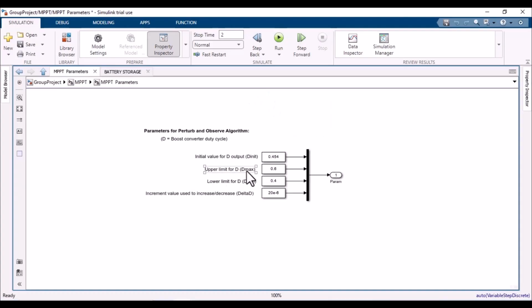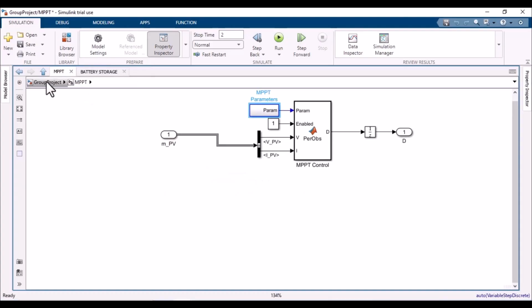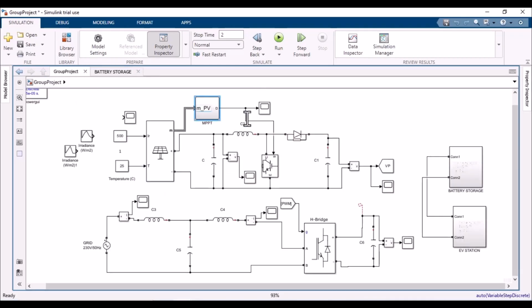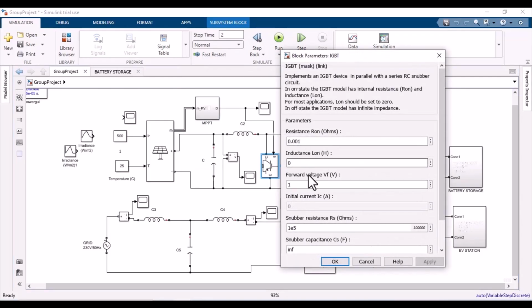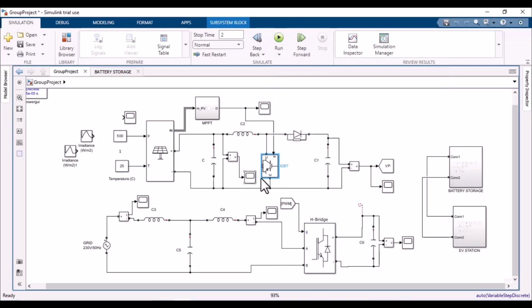So the initial limit and the limits are given for the... from here the output will be the D, and this D will generate the maximum power point tracking. So it will give pulses to this IGBT. So it will be used for maximum power point tracking, and these values are not changed. These are the same as it is. I haven't changed any of these values.